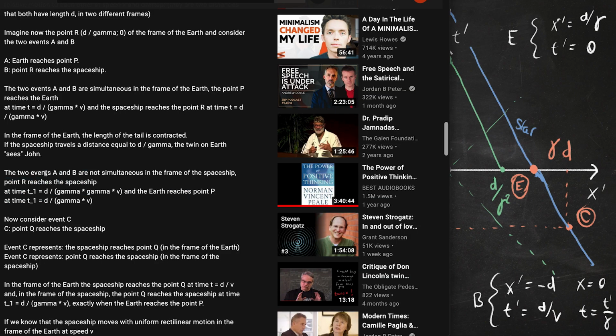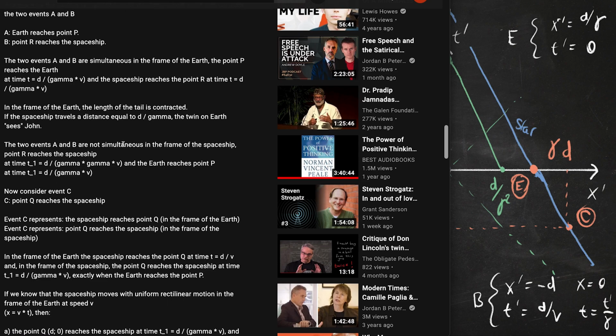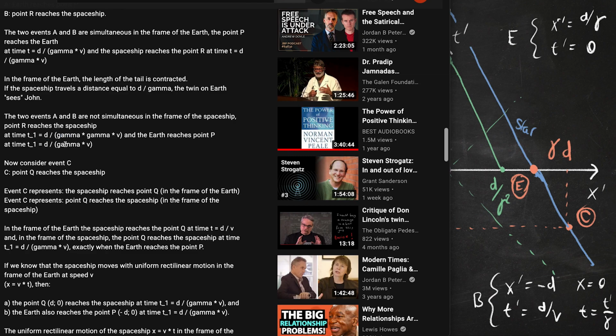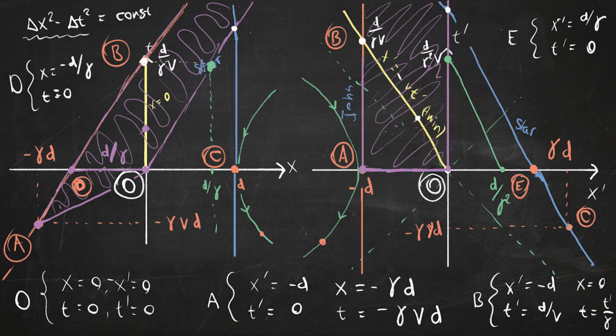But then right here, you're saying the events A and B are not simultaneous in the frame of the spaceship. The point R reaches the spaceship at T prime equals D divided by gamma squared times V. Yeah, so that was this one here, the green. I'm not sure what bearing that has on the argument, to be honest. That's just some point, right? And they're not going to be simultaneous anymore either.